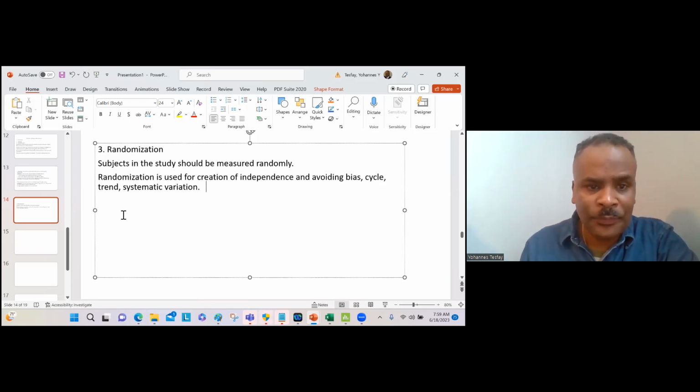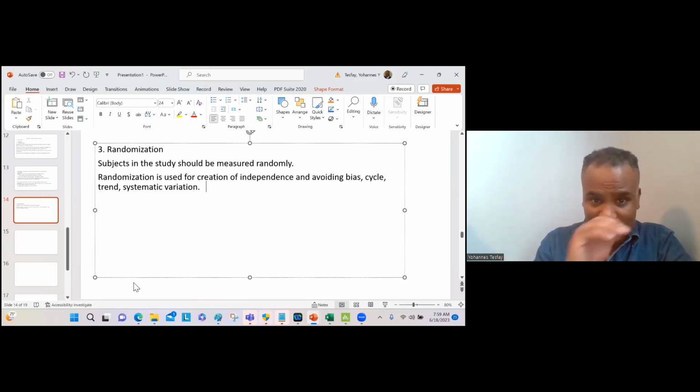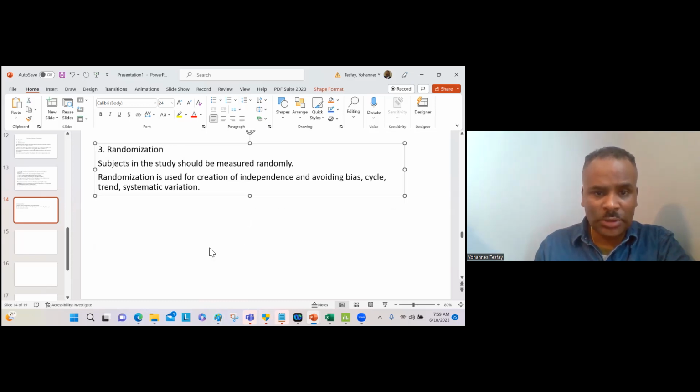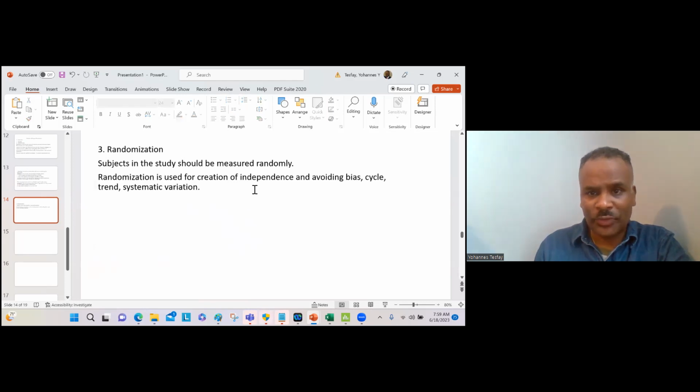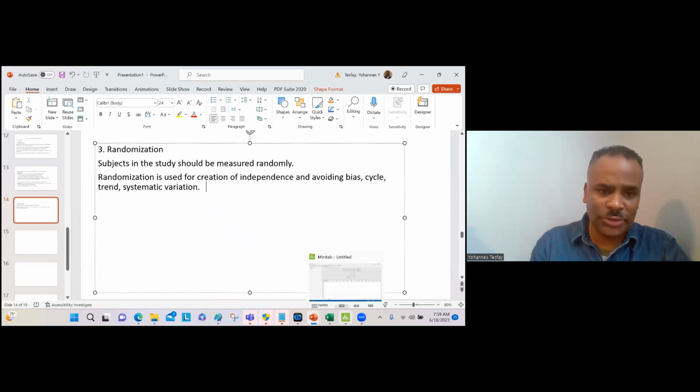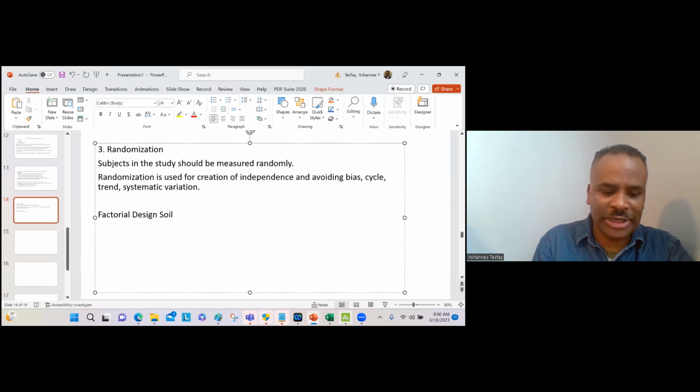So these are the three principles of design of experiment. Now, let's say we're going to do factorial design. Okay, let's assume factorial design. Okay, now what I want is soil strength.